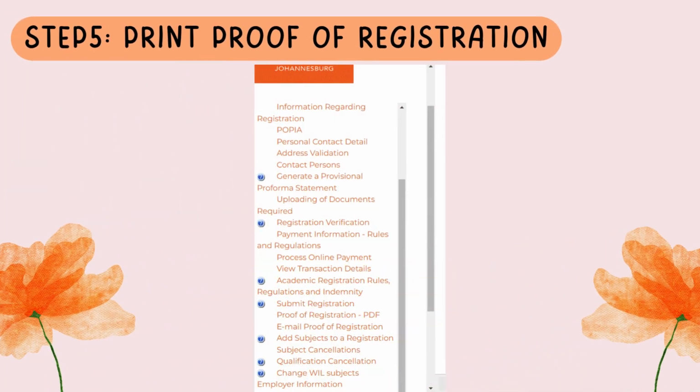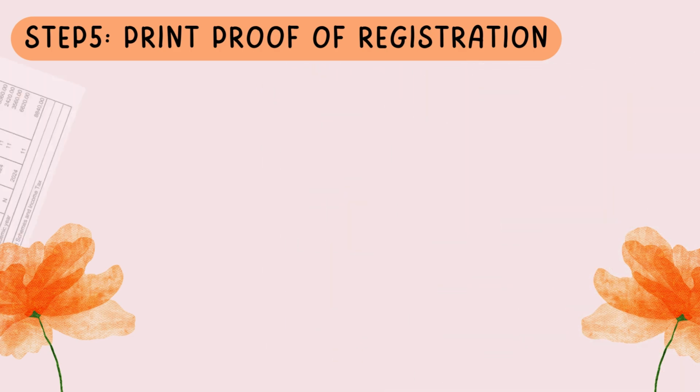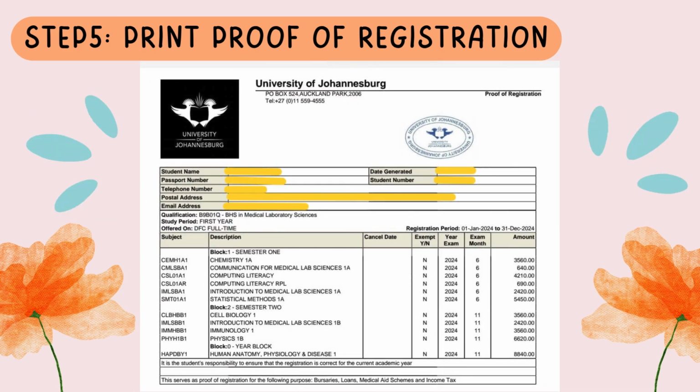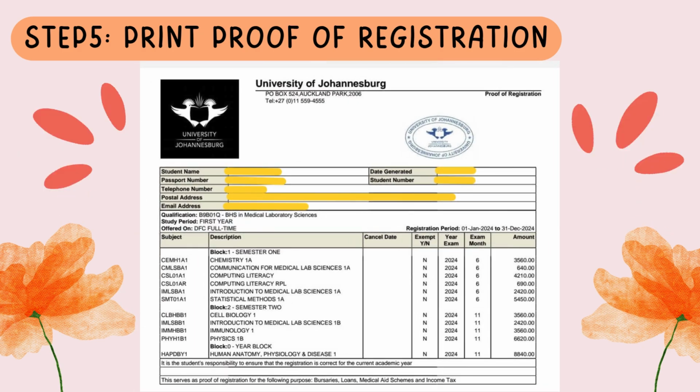Now we've reached the very last step. The very last step would be to now print your proof of registration. Still under the registration part, you will select proof of registration. This is an example of what a proof of registration will look like. It is just a list of all the modules you'll be taking throughout the year.